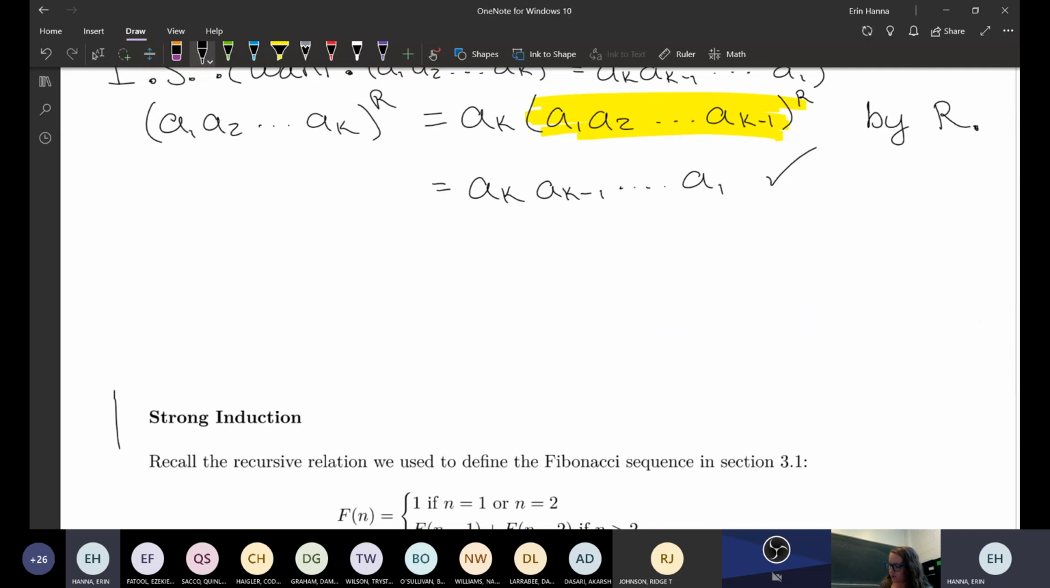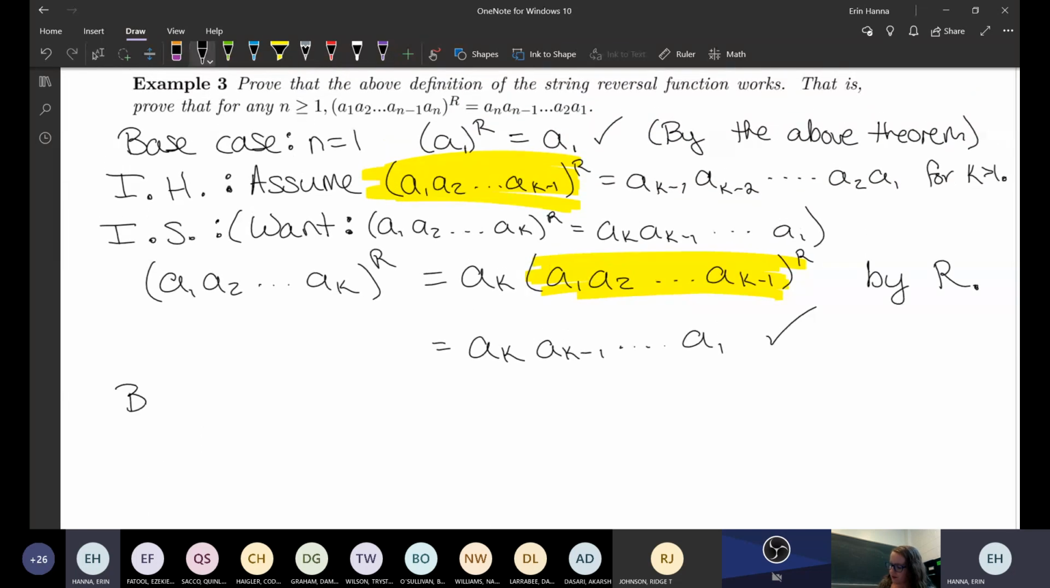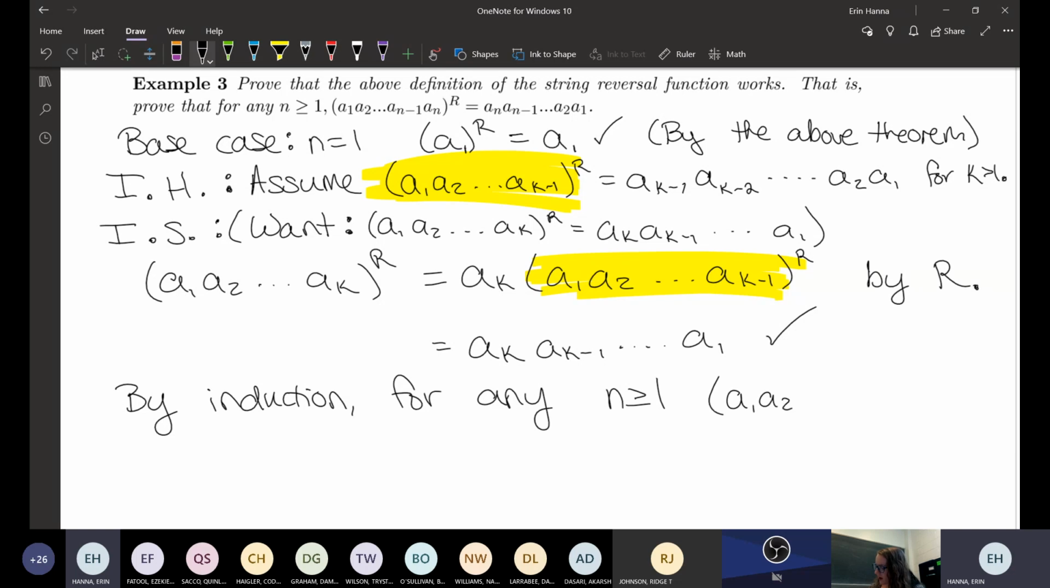So by induction, whoops. Come on, scroll up. So we're already done with this one by induction. I don't think I wrote this last time, did I? I should have. So for any n greater than 1, if we have that string all the way up through a sub n, I ran out of space, this is going to be equal to essentially that string written backwards.